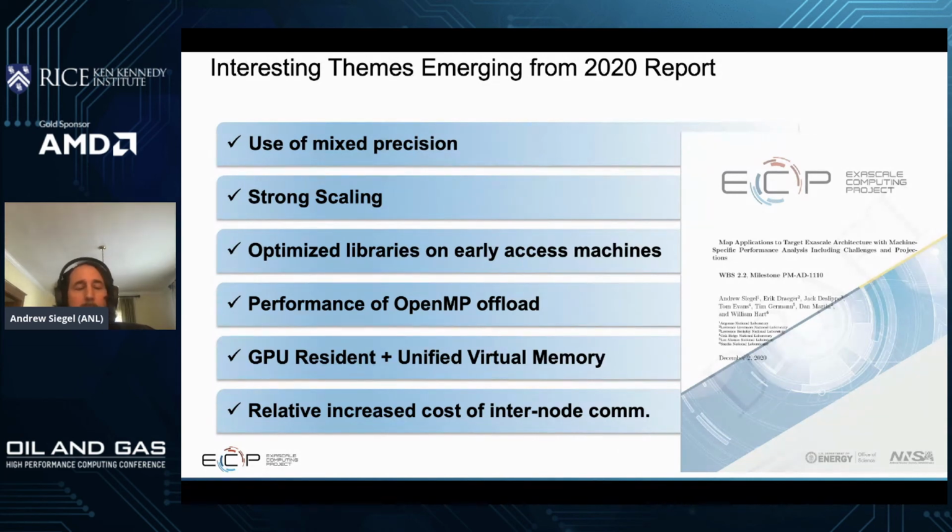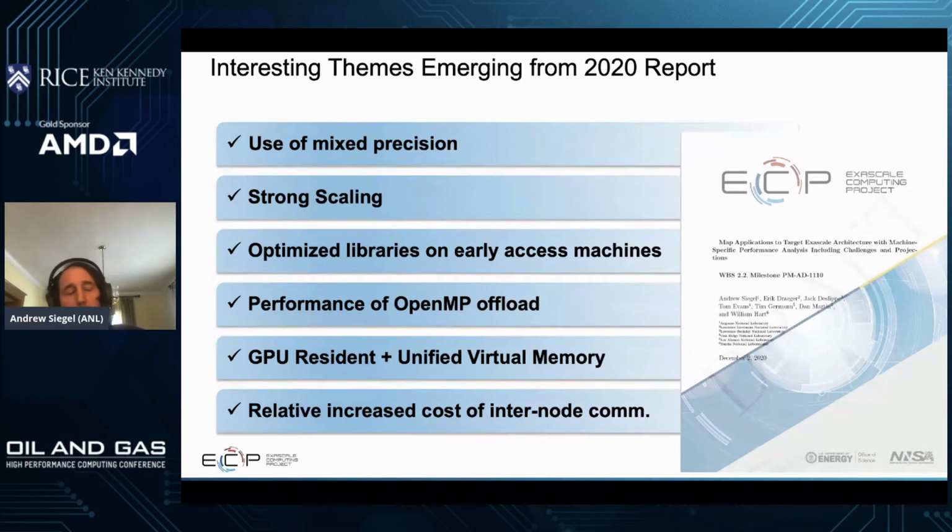A lot of issues with the maturity of the software ecosystem that HPC depends on for the early access machines. So things like dense matrix operations, things that need to perform well, are they there yet? And when you think about running on one of these machines, you have to think about the maturity of everything around the hardware, not the hardware itself, really. The performance of OpenMP offload, which I mentioned, the strategies for GPU residence, and the role of unified virtual memory in achieving that.